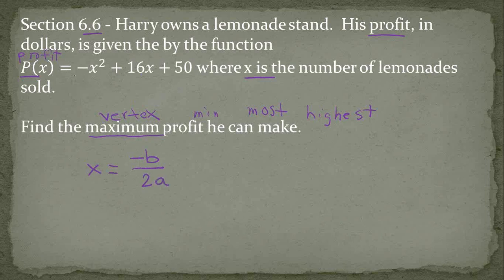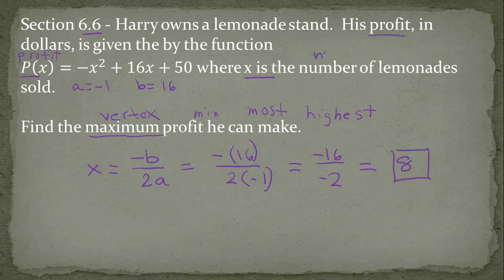So one more time. Here A is negative 1, B is positive 16. So I'm going to plug those in. Negative b divided by 2a. Negative 16 divided by negative 2 equals positive 8. With word problems, make sure you don't get negative answers. That would be a clue to stop and think that you did something wrong, because you can't sell negative lemonades. That wouldn't make any sense. So here I have x equals 8.